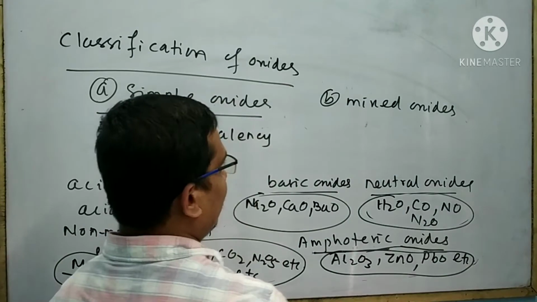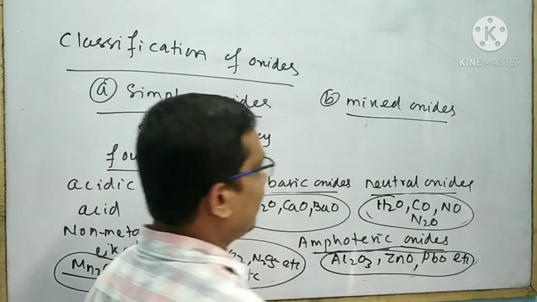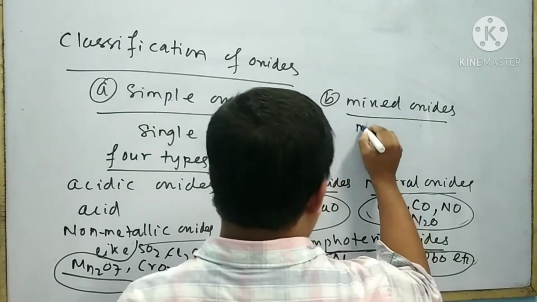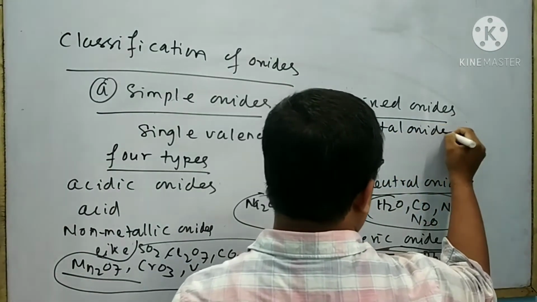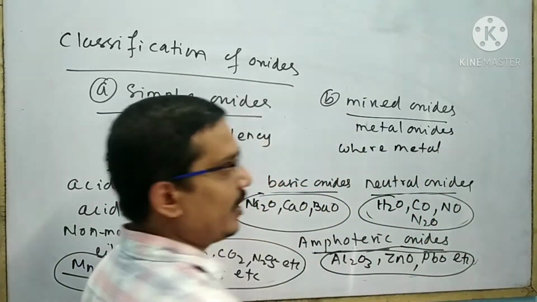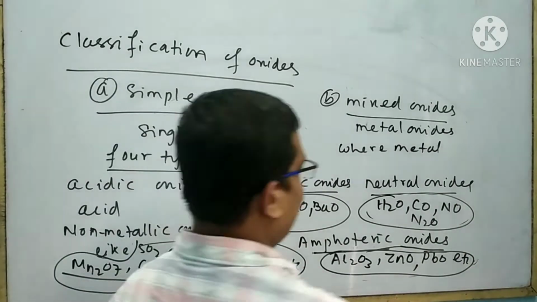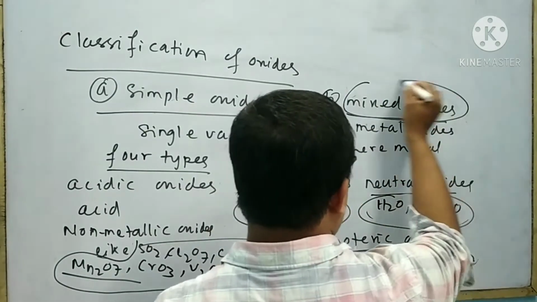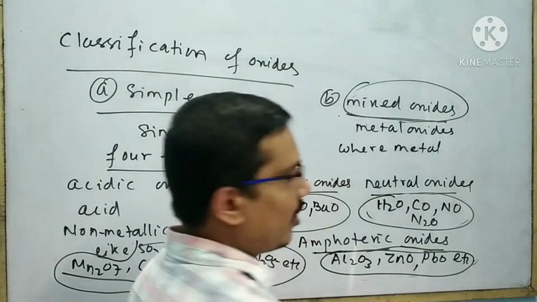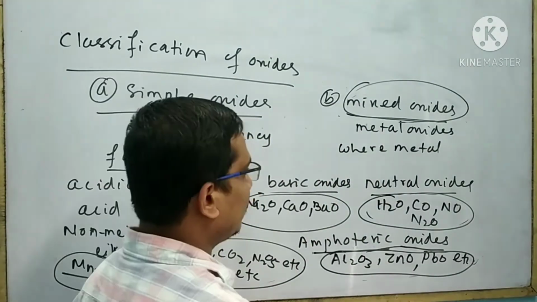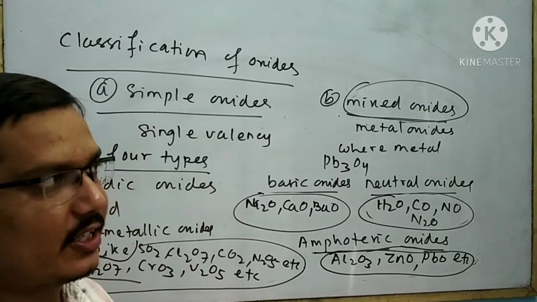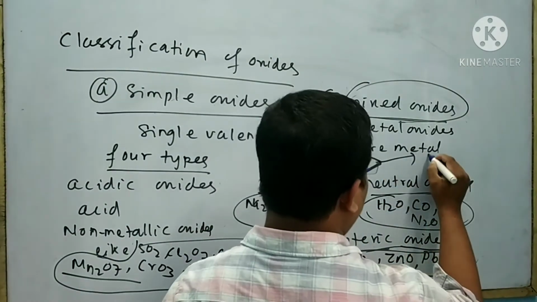On the other hand, if I want to think about mixed oxides, then a mixed oxide is made by two simple metal oxides, where the metal exhibits different oxidation states. This type of oxide generally exhibits the characteristic properties of both metal oxides. For example, Pb3O4, it is a mixed oxide. It is made by two simple metal oxides.